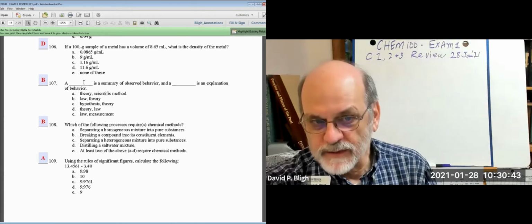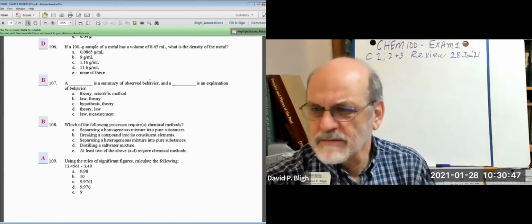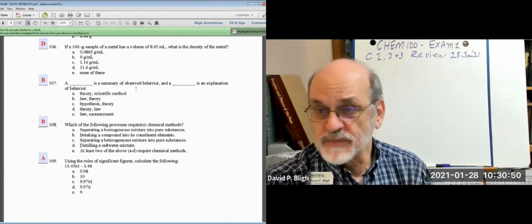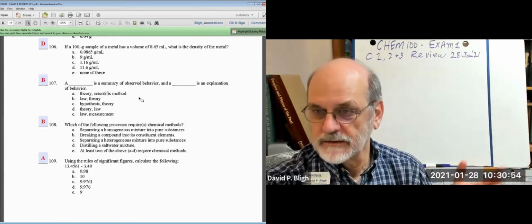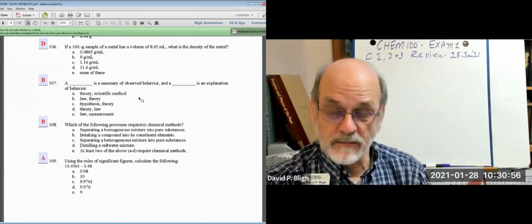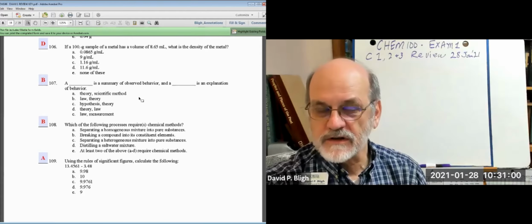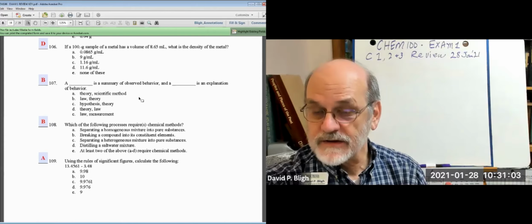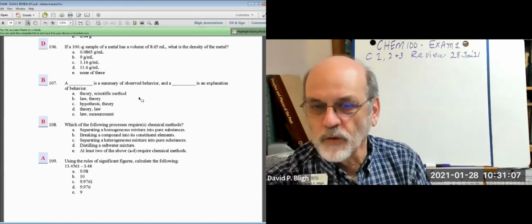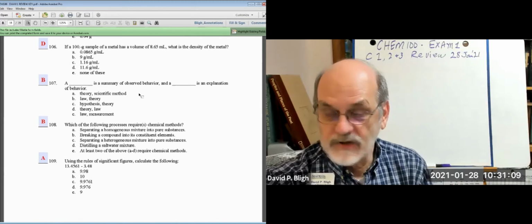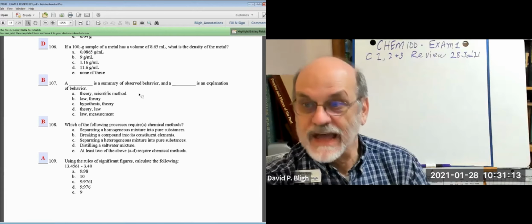So that would probably be a law, a summary of observed behavior. It can be a mathematical formula, or it can just be a statement, right? Like Newton's first law of motion. An object in motion tends to remain in motion unless acted upon by an external force, and an object at rest tends to remain at rest unless acted upon by an external force. That's a statement, but it's just a law. It doesn't say why. It says tends to.